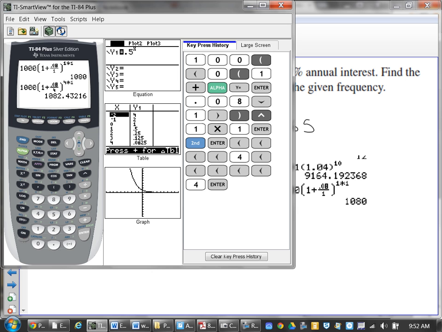Then they check your interest again, and they do it again. They take the interest of that interest and add it. Yep. Okay. Yeah, that's what it's doing.